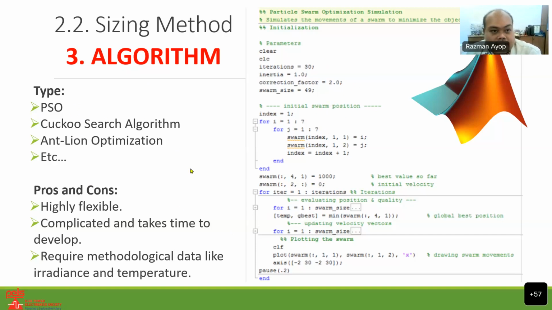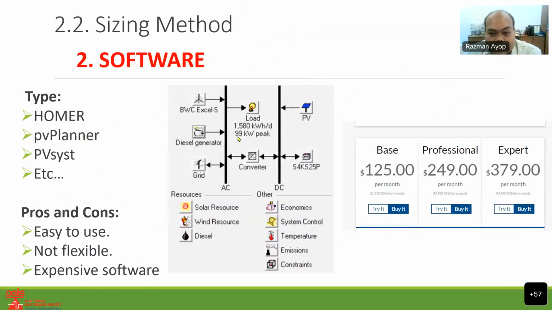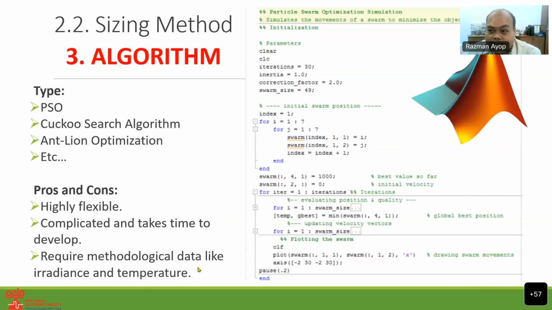The advantage of this algorithm system is that it is highly flexible, so you can just add any types of system here. But it is very complicated because you have to do the coding and it takes time to develop the code. And of course, it requires meteorological data like irradiance and temperature. For the software, the irradiance and temperature data is provided. But for the algorithm, you have to find it yourself. That is the disadvantage of using an algorithm.